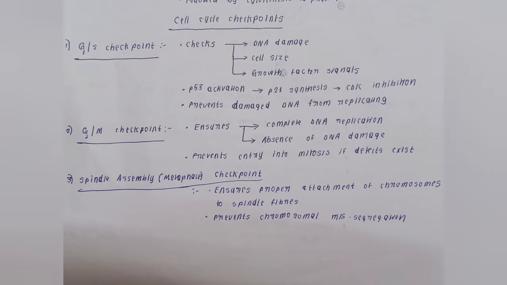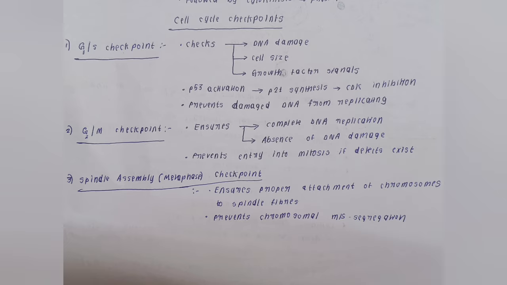Now, what is CDK inhibition? It is cyclin dependent kinase inhibition. We are going to discuss what cyclin dependent kinase is in the next part of the video. So now it prevents the damaged DNA from replicating. Obviously, whatever damage has happened is prevented from going forward by the G1S checkpoint.